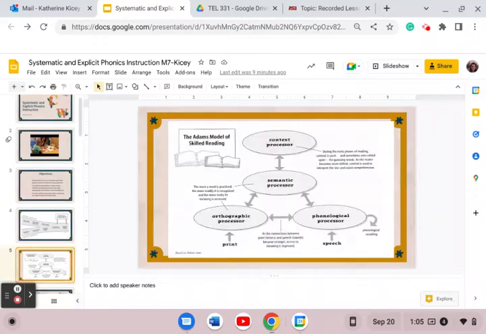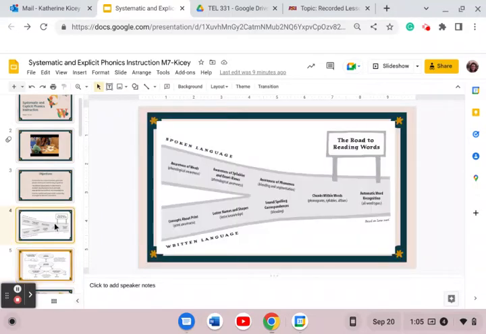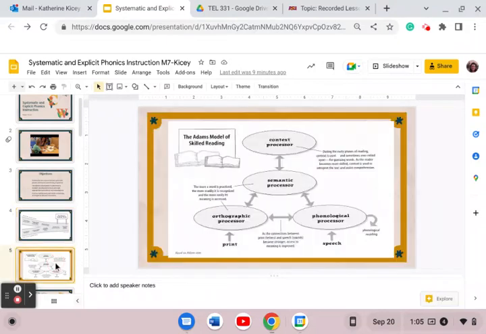So the Adams model of reading has these different areas, so you can see how there are different areas. So there's print and there's speech, and these are all coming together. Much like this model, this is also saying all of these are linked.